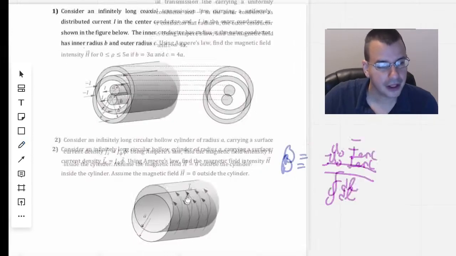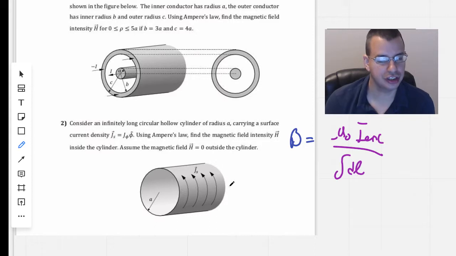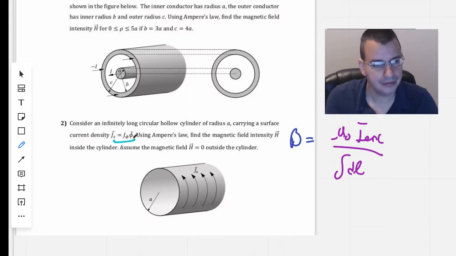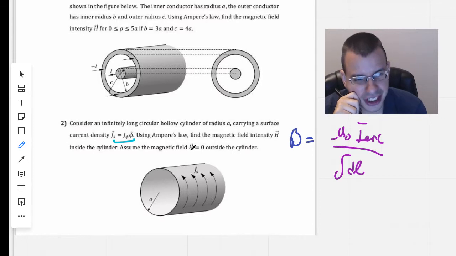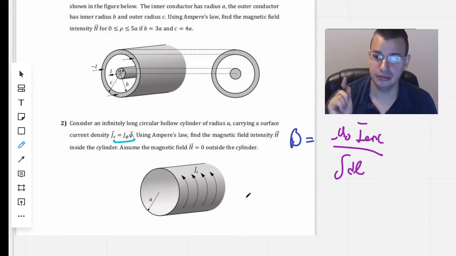Okay. Consider an infinitely long circular hollow cylinder of radius A. Okay, shown right here, radius A, carrying a surface current density of that. Okay. Using Ampere's law, find the magnetic field intensity inside the cylinder. Assume the magnetic field outside the cylinder is 0.